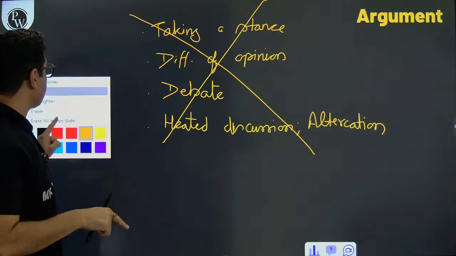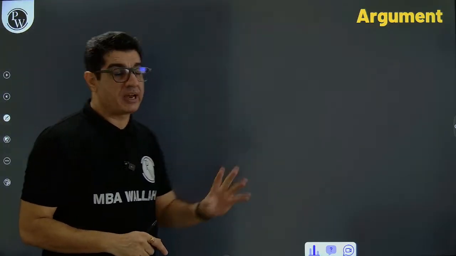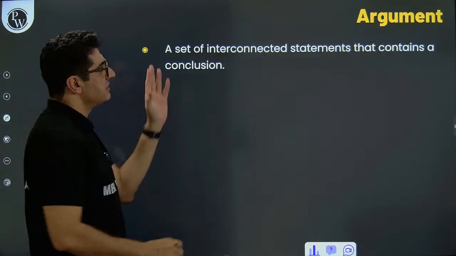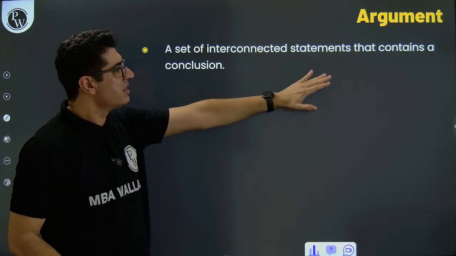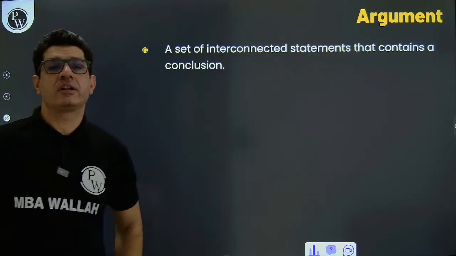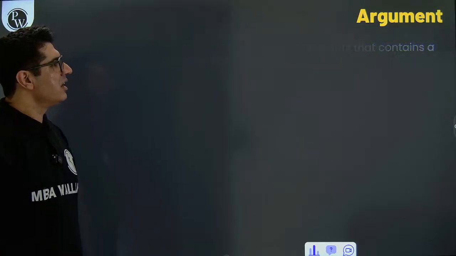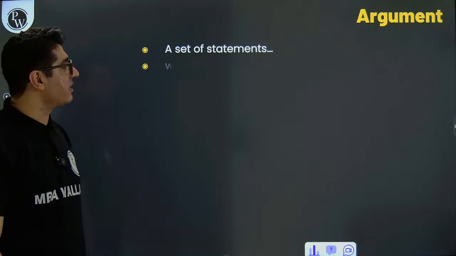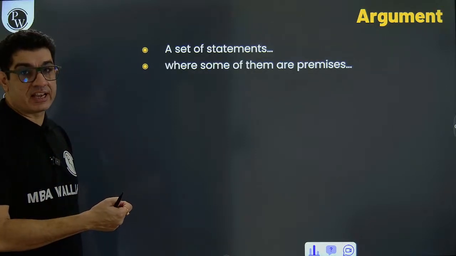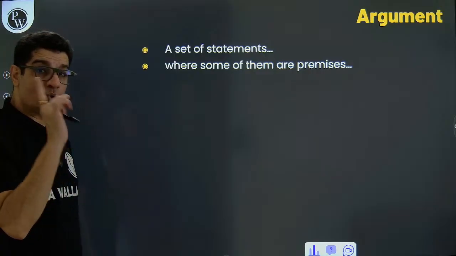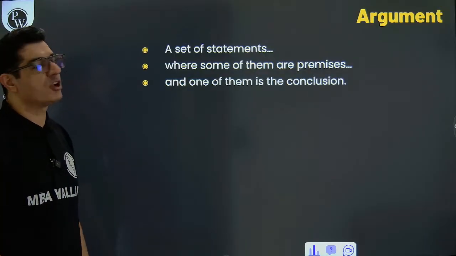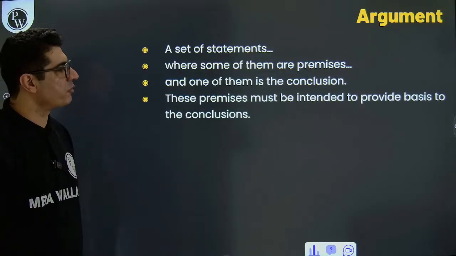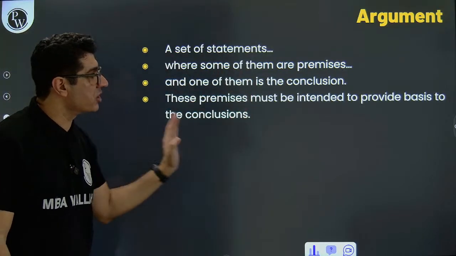So in these classes, when we use the word argument, this is exactly what we mean. An argument is a set of interconnected statements that contains a conclusion. Or in other words, an argument is a group of statements. In this set, you will have some statements acting as premises and only one statement acting as the conclusion, where the person who offered the premises intended to provide support for the conclusion. So this structure is called an argument.